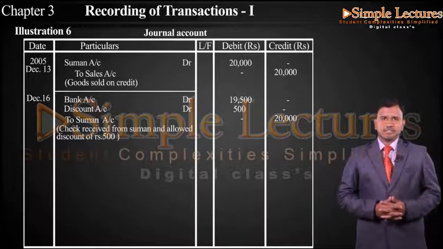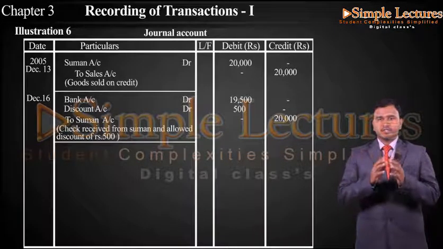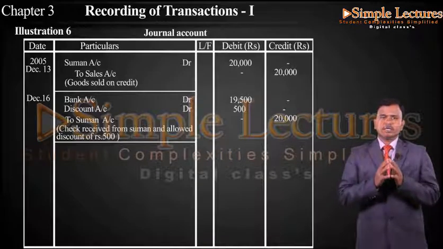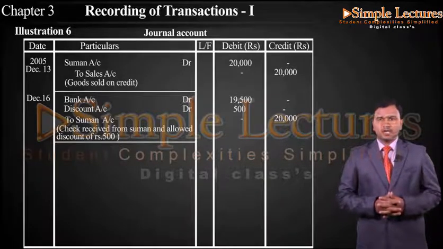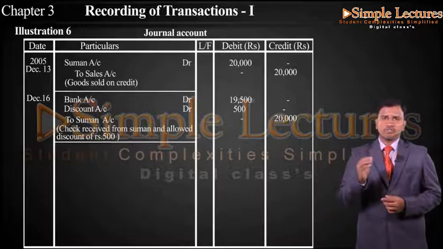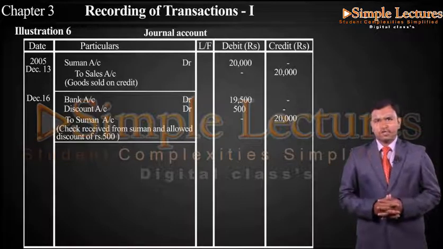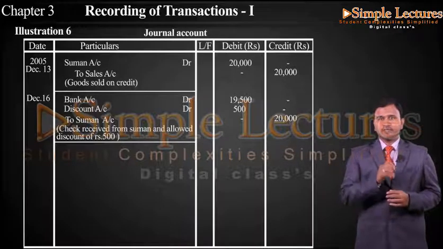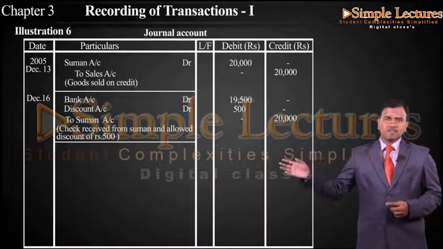Let us see the next transaction, which we have on December 20th. Check given to Ashu on account 10,000. So the check was given to Ashu here. Ashu is the receiver, that will be debited. Let us see in the journal account.